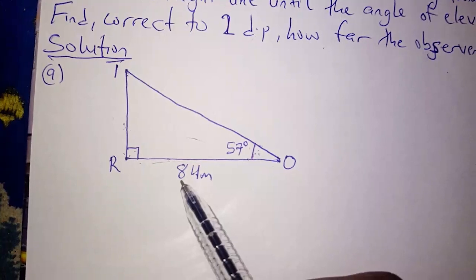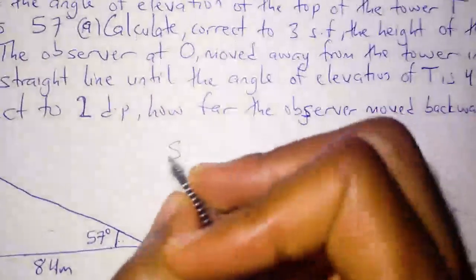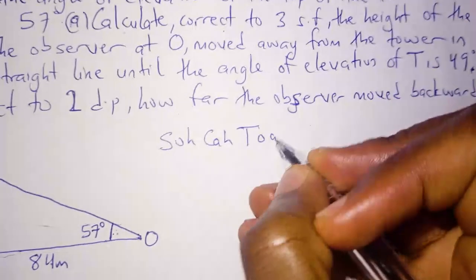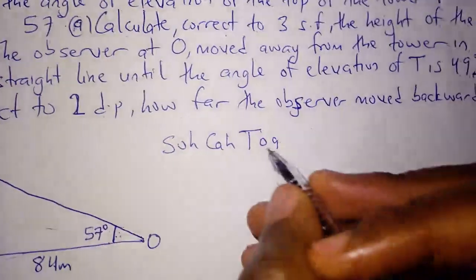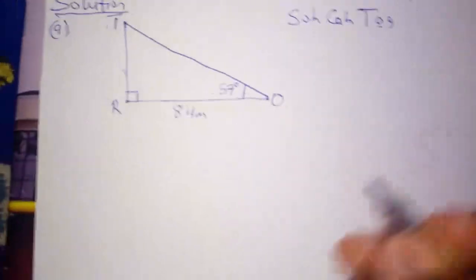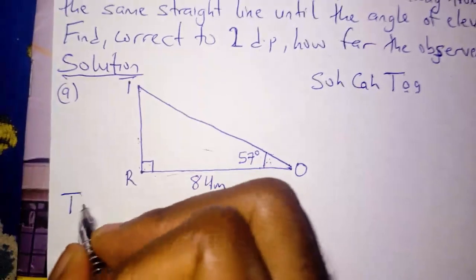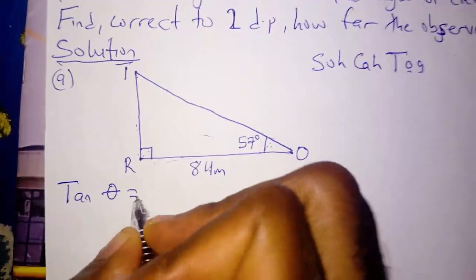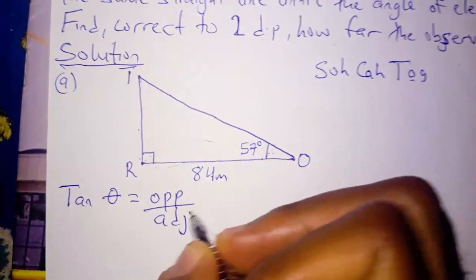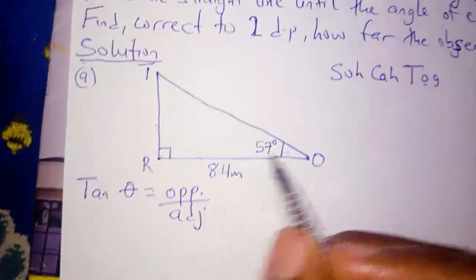So it means we want to find the opposite while we know the adjacent. Of the three trigonometric ratios, your SOHCAHTOA, the one that combines opposite and adjacent is TOA. That's tan theta equals opposite over adjacent. So we make use of that. Our theta here is going to be 57 degrees.